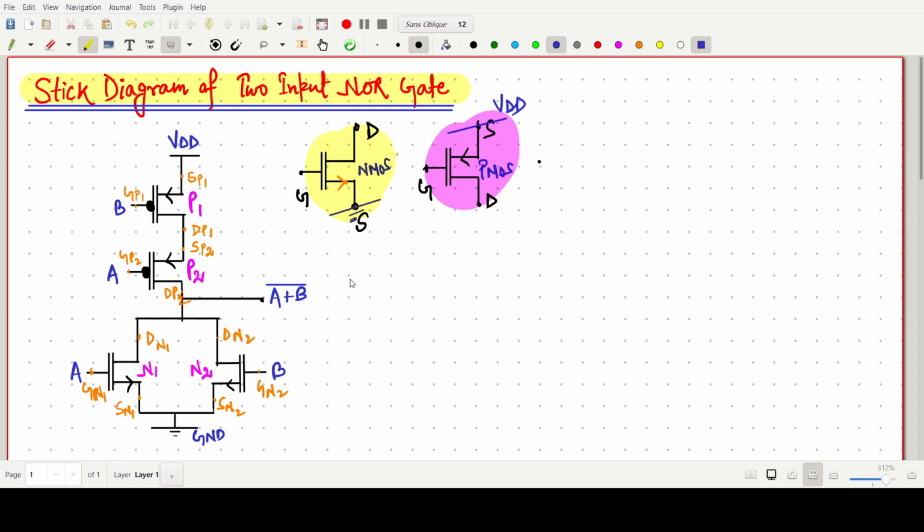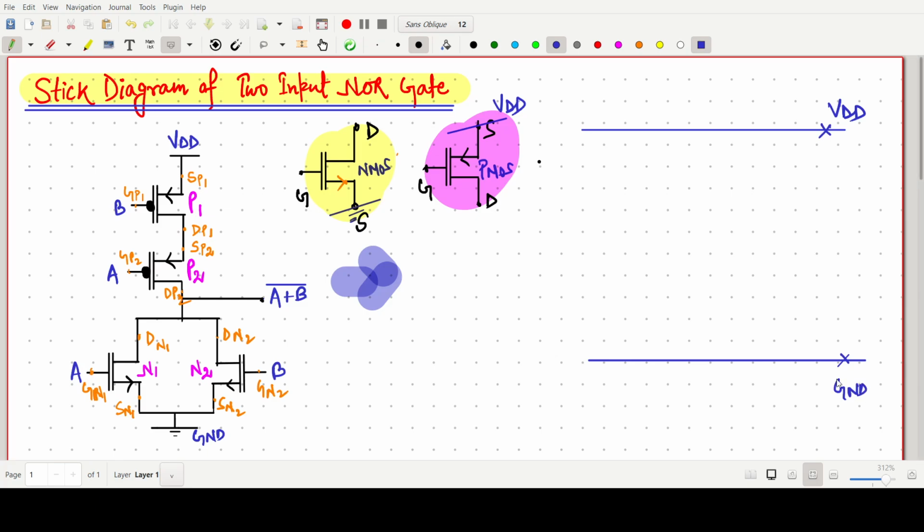So how to develop the stick diagram? In the very first video of my stick diagram theory, we have cleared that first we have to draw the metal line. Metal line is always the blue line. So make it as VDD. This part is over, and make a ground.